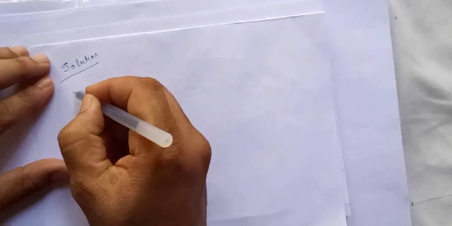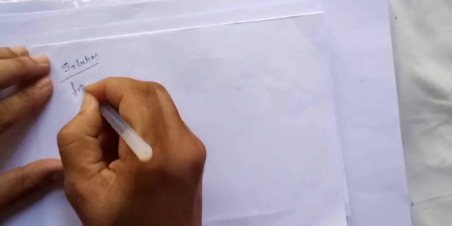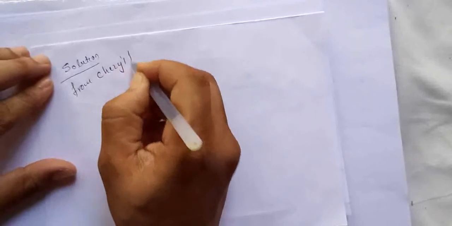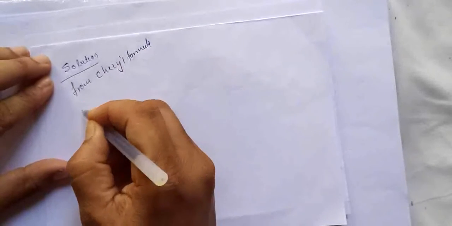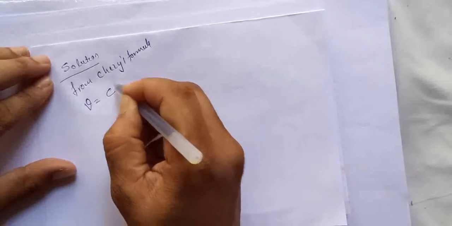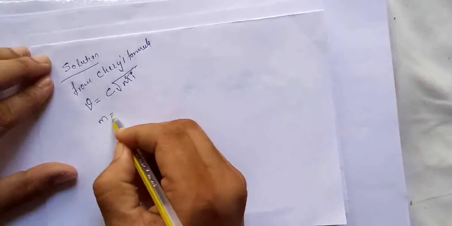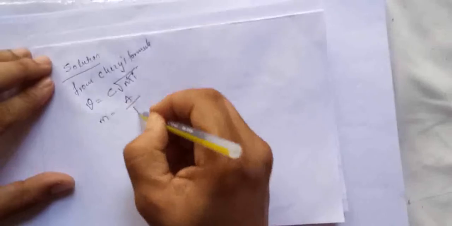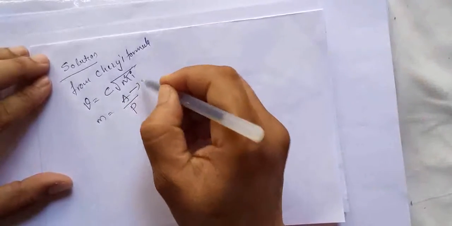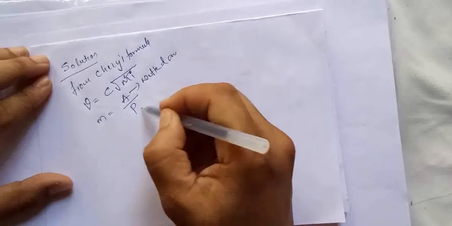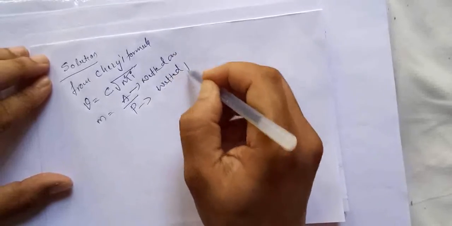See here, we know the formula from Chezy's formula: V is equal to C into root of mi. Here we don't know the m, so I have to find out the m, the hydraulic mean radius. M is equal to A by P, where A is the wetted area and P is the wetted perimeter.